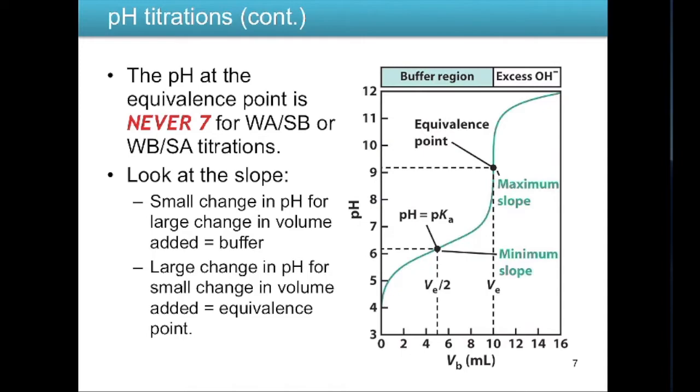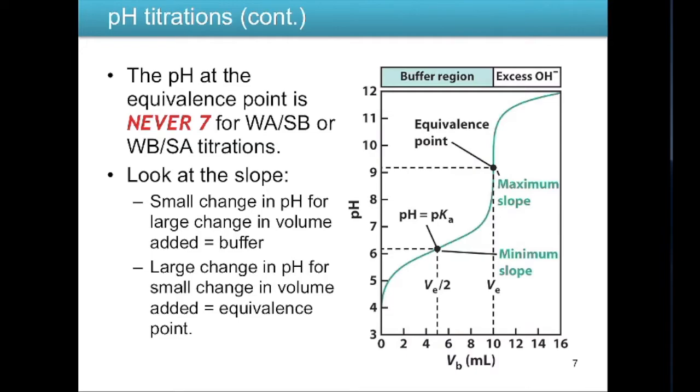So again, whenever there is a weak acid or a weak base as the analyte, the pH is never going to be 7. It'll either be above 7 if at the equivalence point the only thing remaining is the weak base, or it will be below 7 if at the equivalence point the only compound remaining is the weak acid.